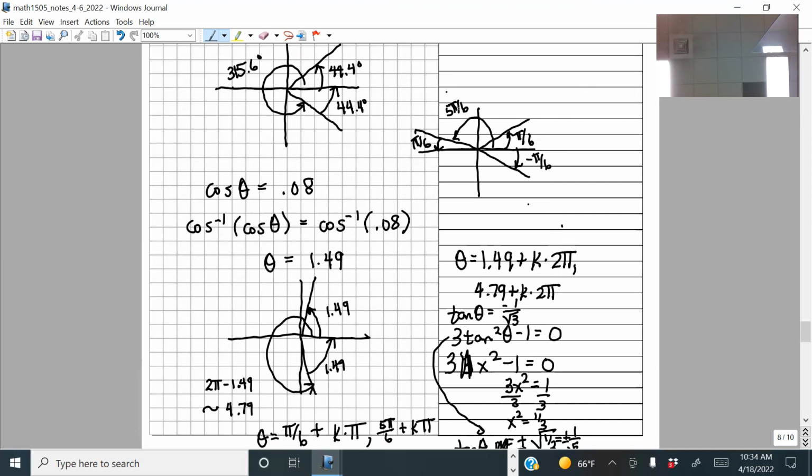That solution is included in this list, because if you take 5 pi over 6 and subtract off 1 pi, if k is 1, you get minus pi over 6. So that solution is included in that list of solutions. I was worried about losing that solution and where it went to. It's there.